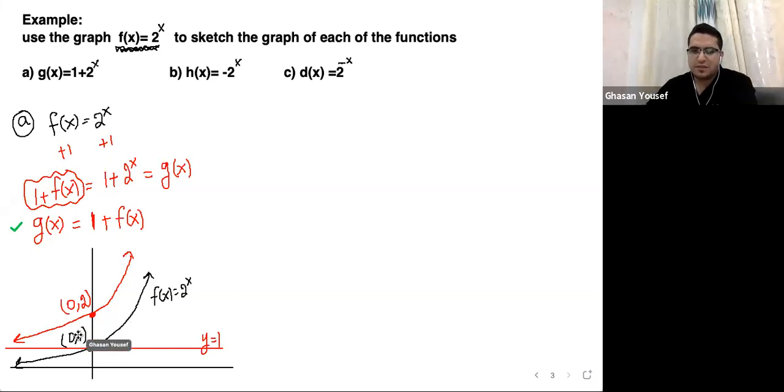And in the exam, you have to show me how this point is moving with the shifting. This point is very important because it will show me if you understand what you're doing. For this example, when you do shifting up, the y coordinate will change from 1 to 2. The 0 will be the same.